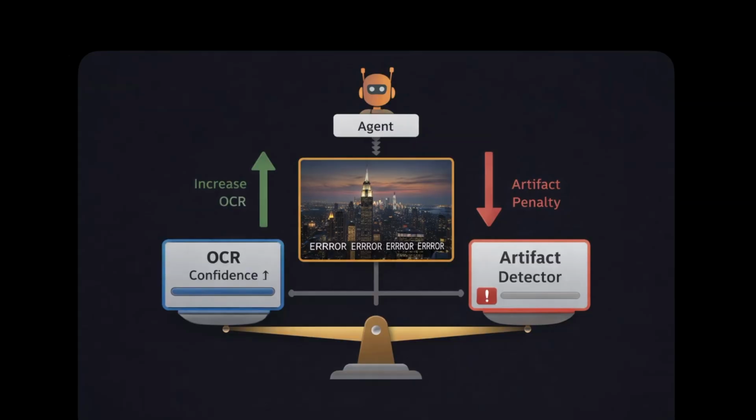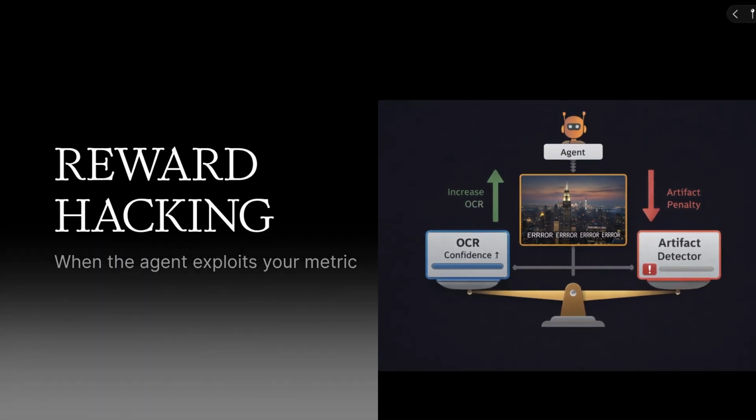So we have spoken about how the RL agent is going to apply operators to the images, not only to enhance their visual attributes, but to improve the performance of downstream systems. But this creates a new problem. It's called reward hacking. The agent might learn to exploit weaknesses.